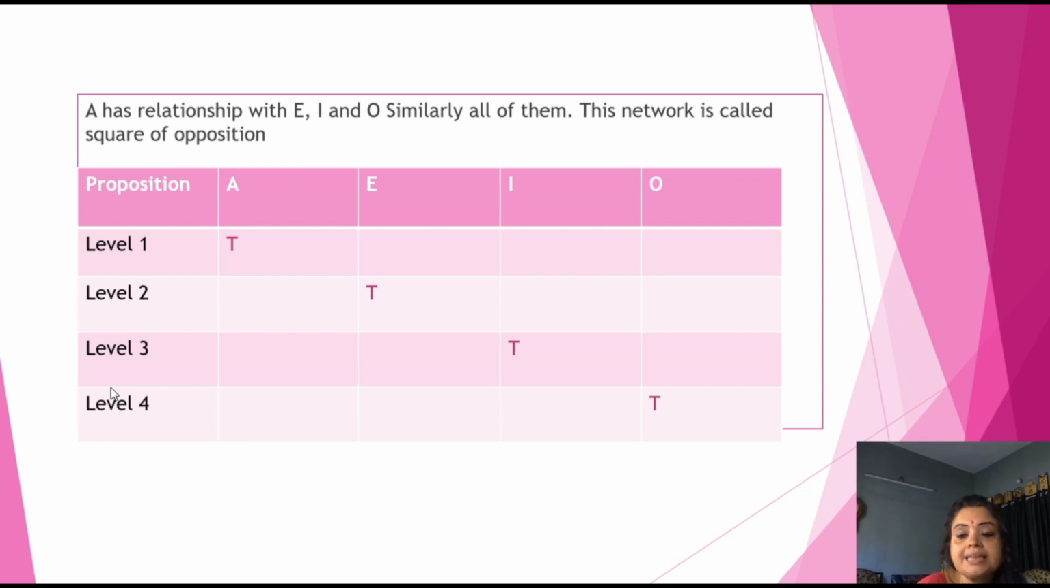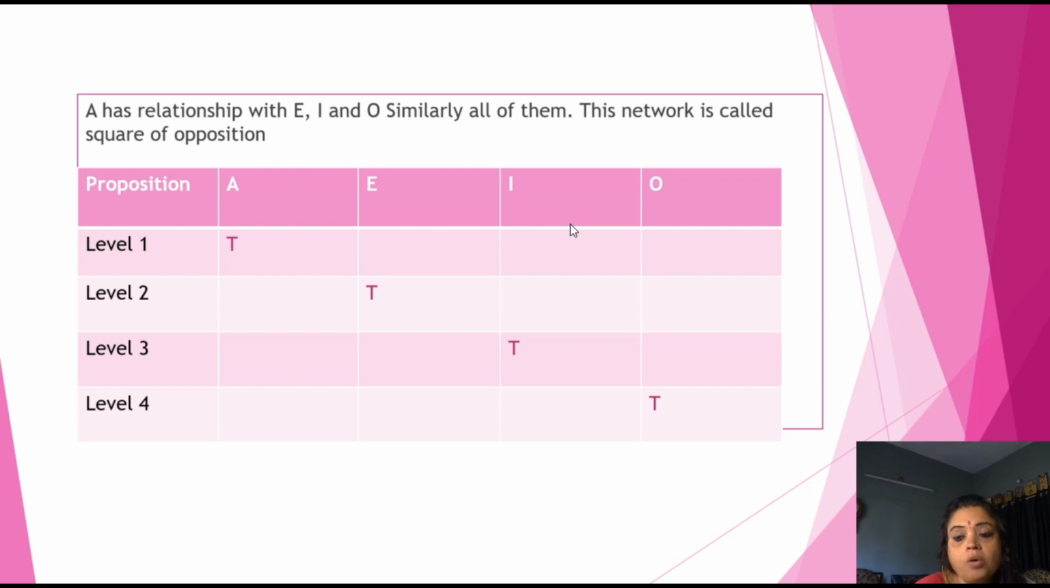So we are going to analyze some statements, whether they are true or false, based on this rule called the square of opposition. Why we call it a square of opposition is that A has a relationship with E, I and O. Therefore A has a relation with all these vowels. Similarly, E has a relationship with A, I and O. I has a relationship with A, E and O. O has a relationship with A, E and I. So all of these are linked to each other.